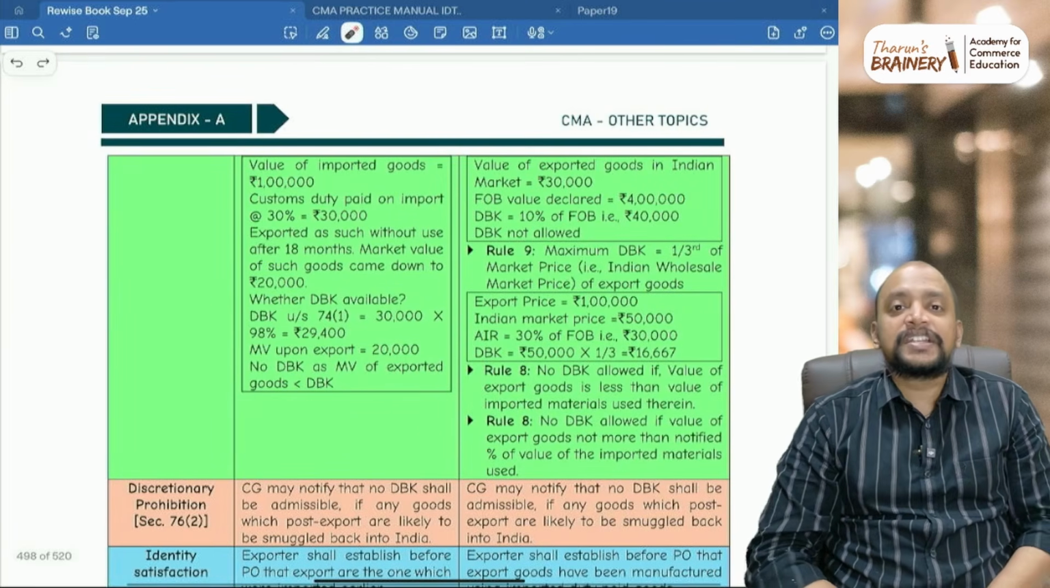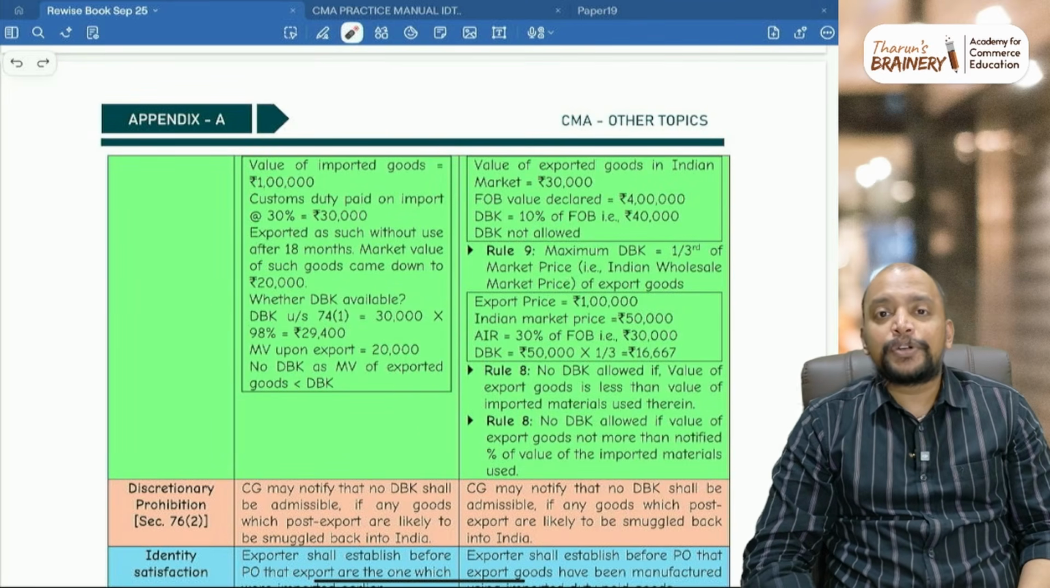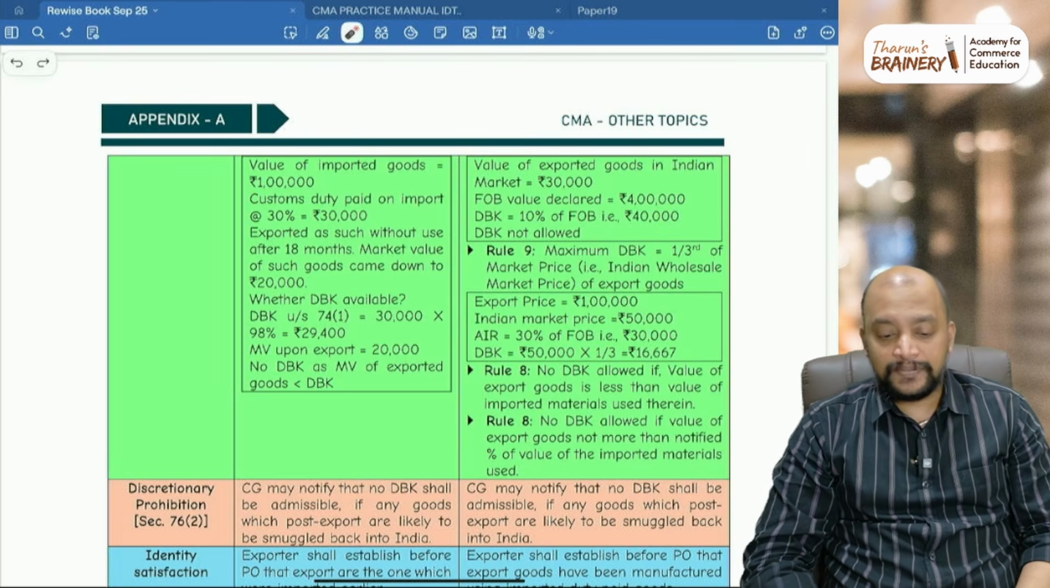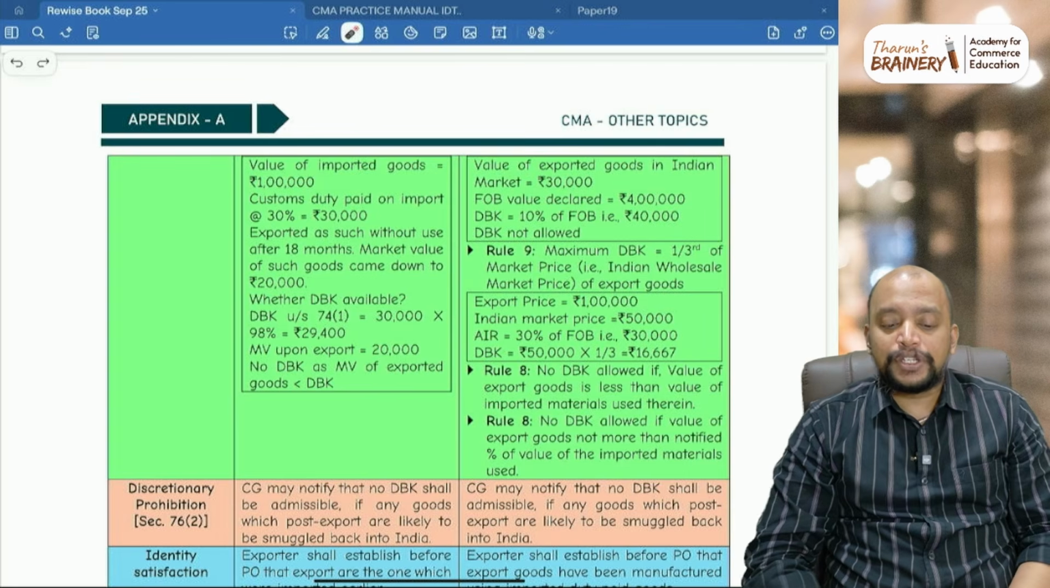See the example on the next page. Value of imported goods is 1 lakh. Customs duty paid on import is 30%, say 30,000. Exported as such without use after 18 months. Market value of such goods came down to 20,000.